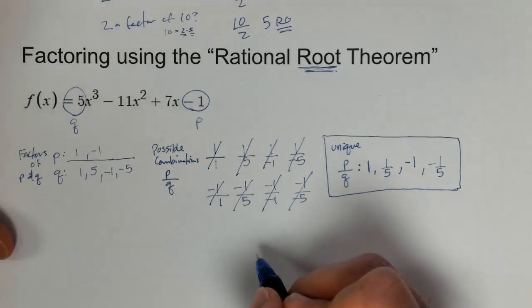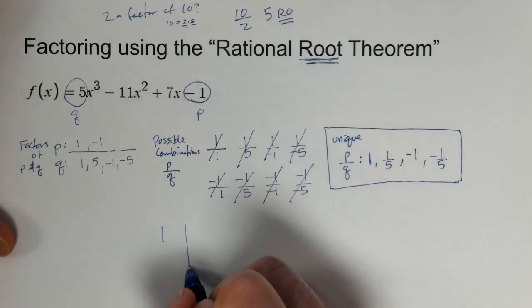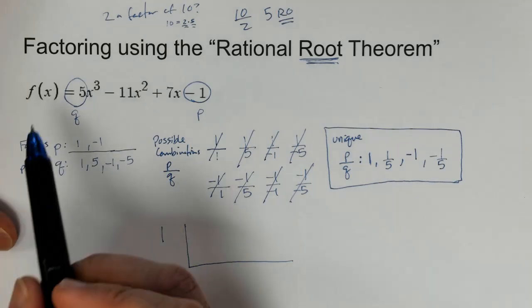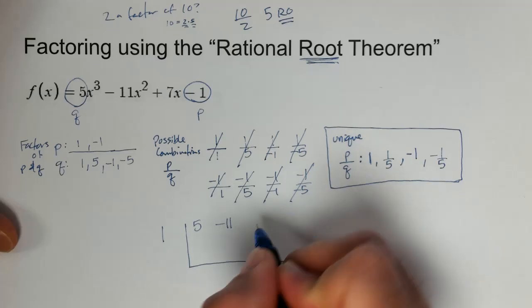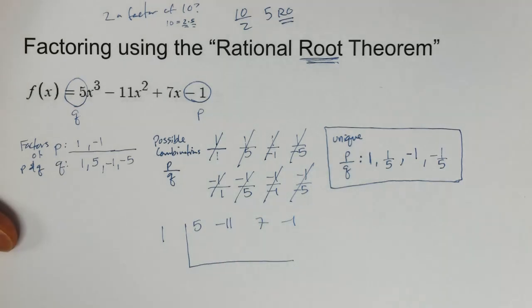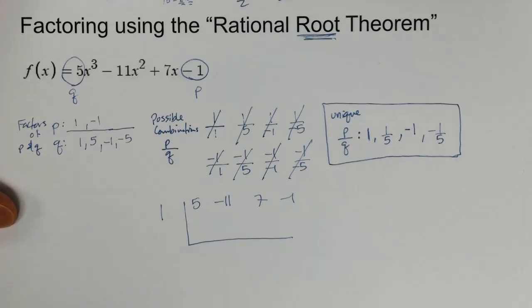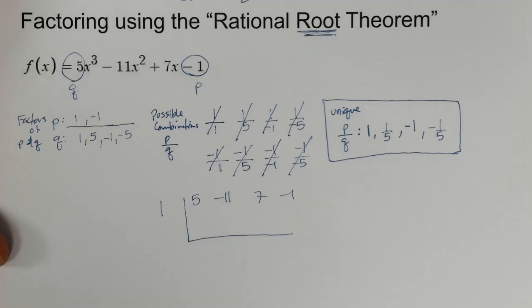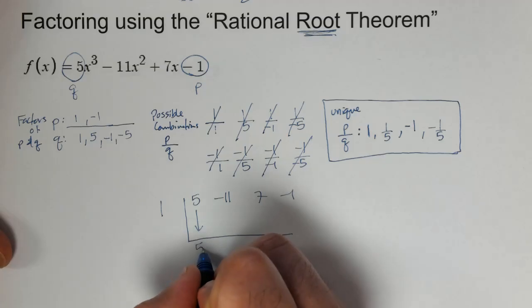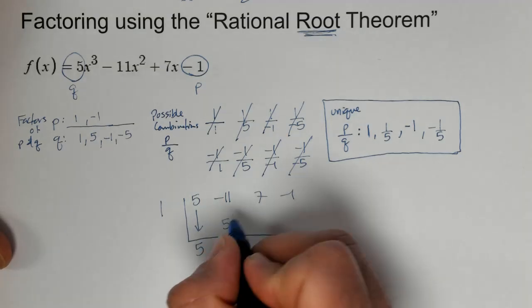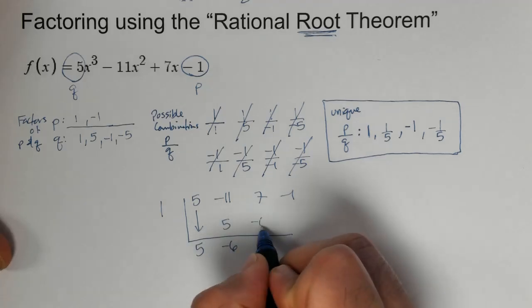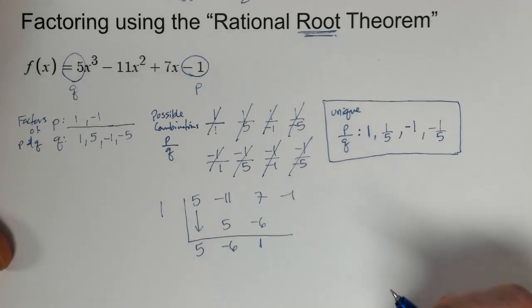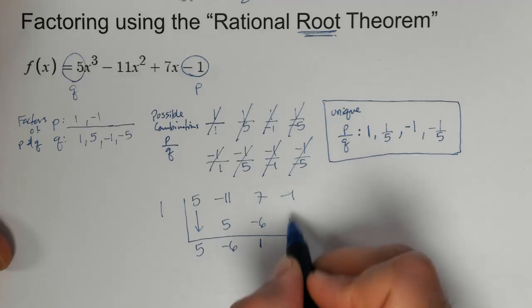So I'm going to plug in 1, and I want to do long division or synthetic division with the original polynomial. 5, -11, 7, and -1. I'm using synthetic division because it's a little bit faster and it requires less space, right, for me to be able to show you how to solve it. When I'm doing synthetic, I bring down the first value and I multiply. 1 times 5 is 5, and then I add these, I get -6. 1 times -6 is -6. When I add these, I get +1. 1 times 1 is 1, and when I add these, I get 0.